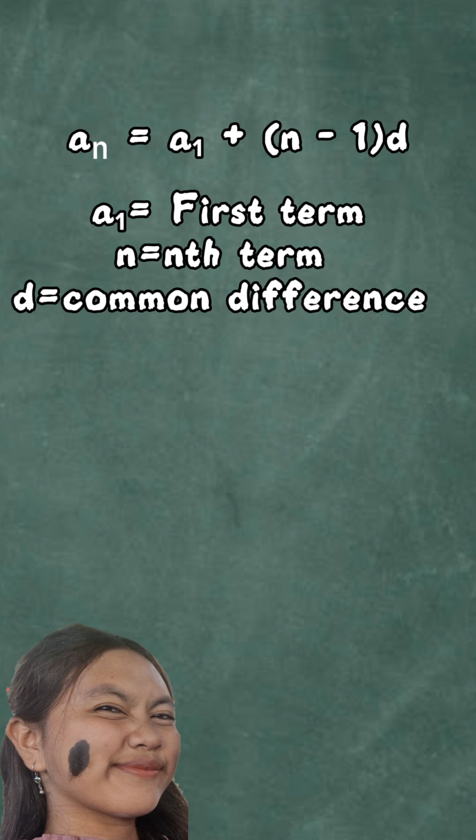Here is the formula for arithmetic sequence. a_n equals a_1 plus (n minus 1) multiplied by d, where a_1 stands for the first term, n is the nth term, and d is the common difference.